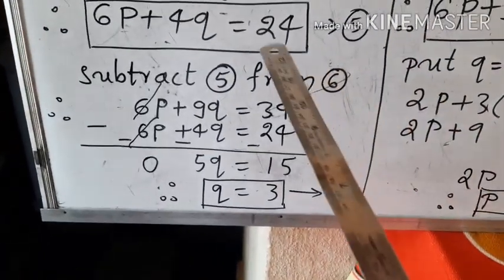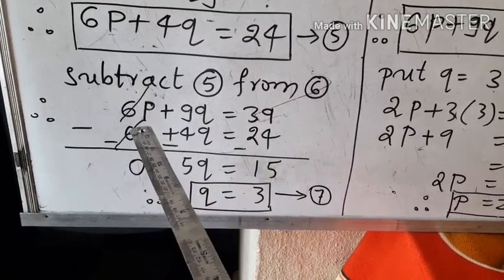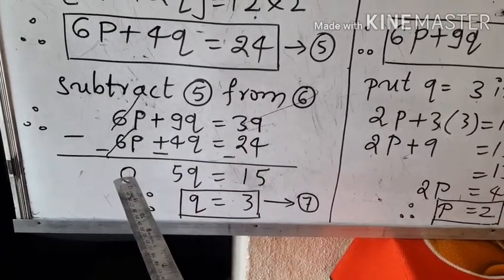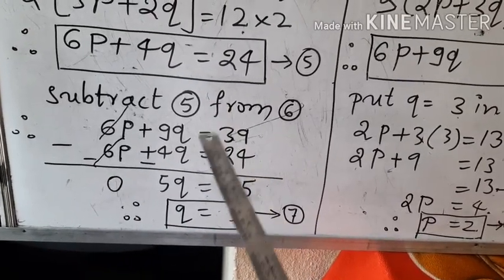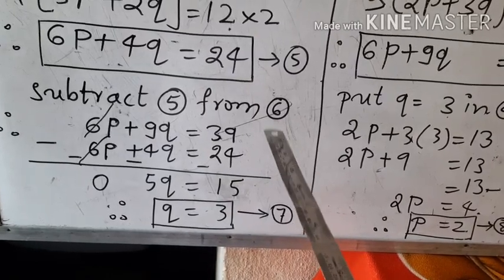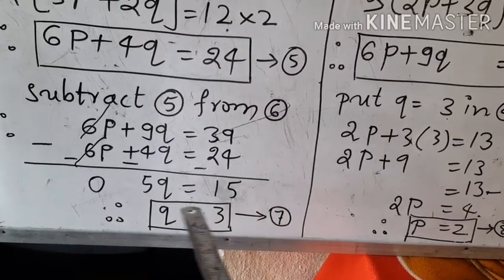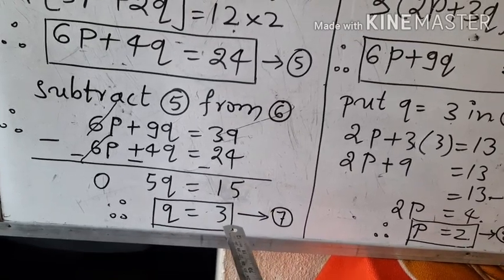So it is plus 9q upon minus 9q. Here 6p was completely eliminated. Thus the p term is 0 now. Now plus 9q and minus 4q is plus 5q is equal to 39 minus 24, which is 15. Thus 5q is equal to 15, which means q is equal to 3.